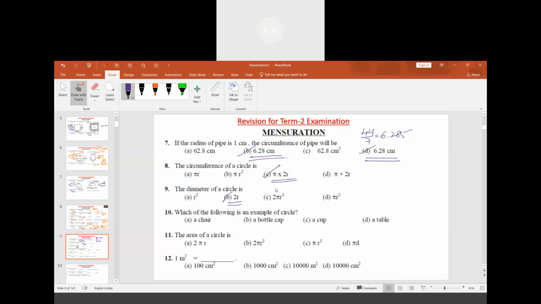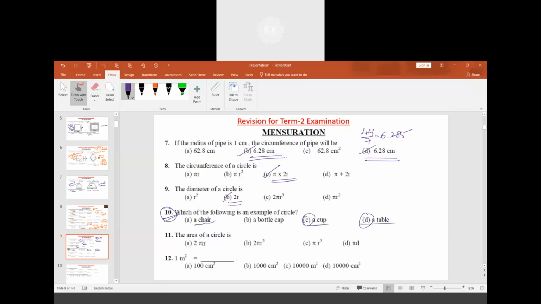Which of the following is an example of circle? Bottle cap, sir. A cup also, sir. Bottle cap is correct. And if a table is round, then it is also an example. See, this type of question should not be asked, because a chair can also be circular, a cup can be circular, a table also can be circular.